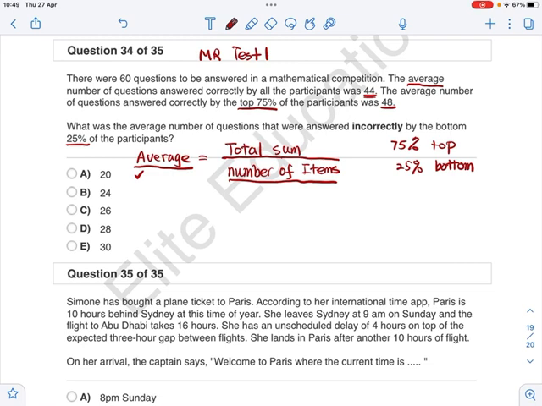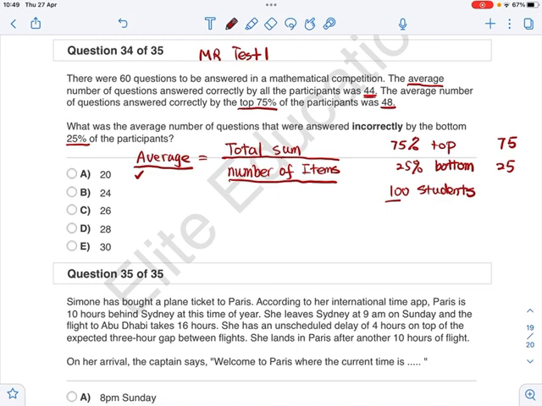This is a very common strategy: we can just randomly take a number, since they didn't give us a specific number. The information we have been given should apply to any number of students. For convenience, let's assume there are 100 students. The top 75% will be 75 students, with 25 students at the bottom.